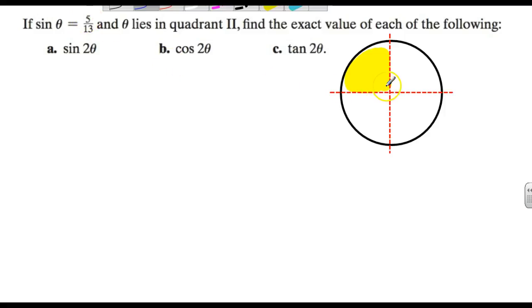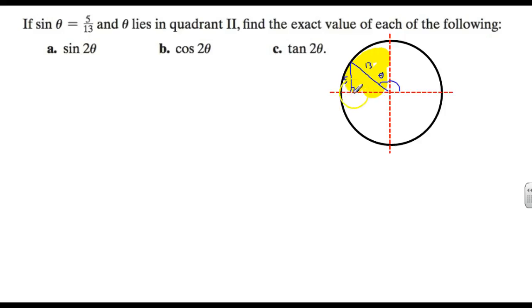So whatever angle I'm in, let's call it that angle. That's a little bit too big. Let's call it right to there. There's theta. All right, so that's 13, that's the hypotenuse, and then the height is 5. So opposite over hypotenuse, that would be our theta. That would be our reference angle right there. Opposite over hypotenuse, 5 over 13.